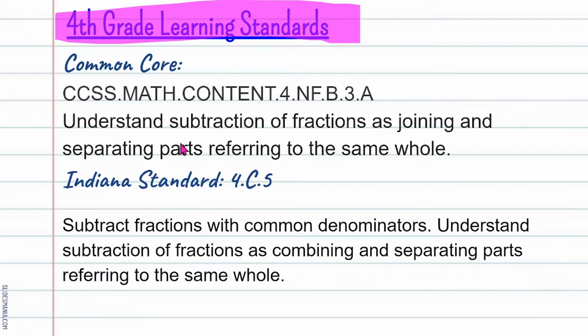This video is going to be focusing on understanding the subtraction of fractions. In this teaching video, we are going to be looking at how to subtract fractions with like denominators.